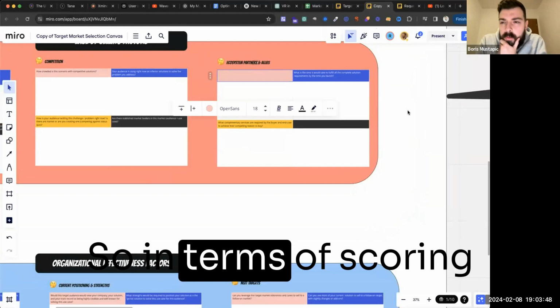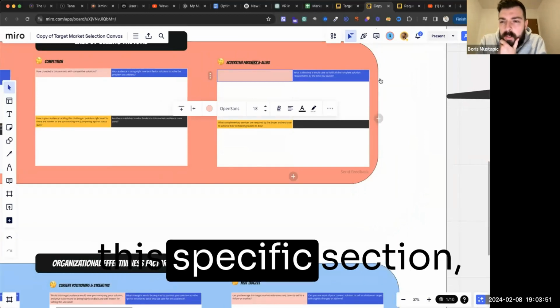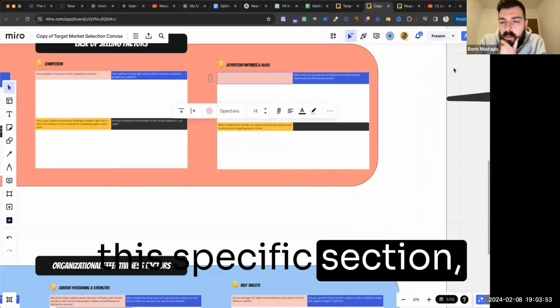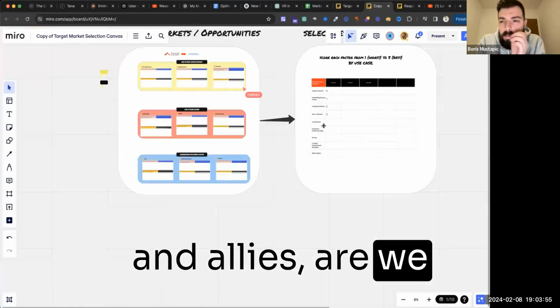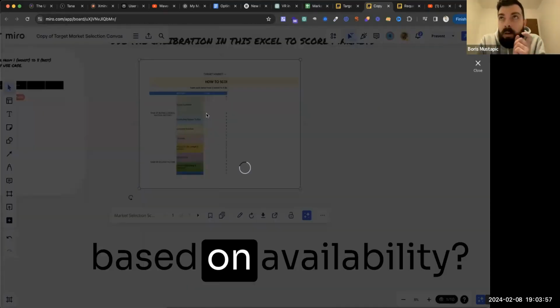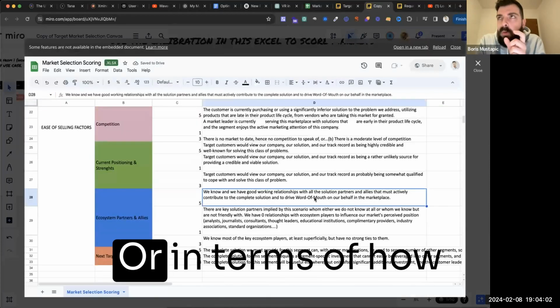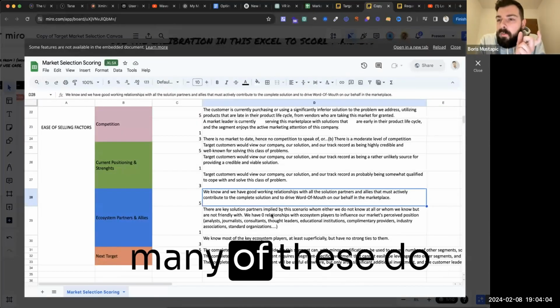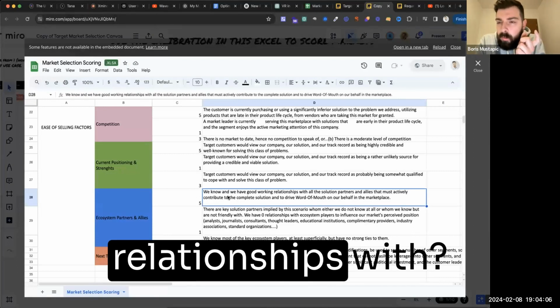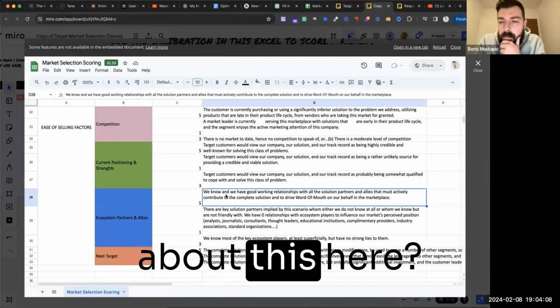Sorry, quick question. So in terms of scoring this specific section, ecosystem partners and allies, are you scoring based on availability, like how many of these people are available, or in terms of how many of these do we have existing relationships with? How are you thinking about this?